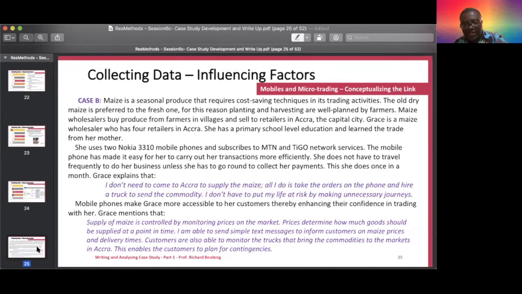So this is one case. The other case we read earlier was AA, Antiochusia. Now you're reading that of Grace. So you have multiple case studies playing in this particular simple study on mobiles and micro trading. Okay.